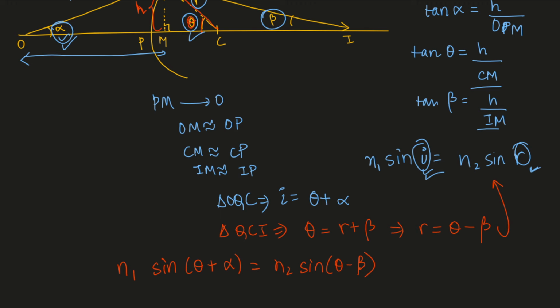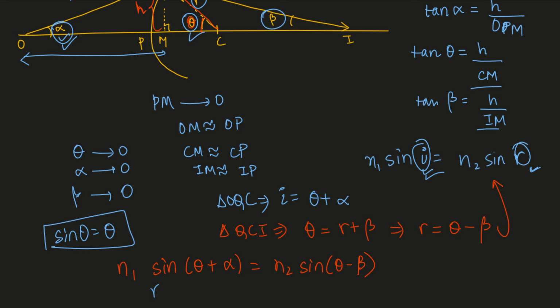Now again, we say that these angles are really, really small. So we say that theta is almost tending to 0, alpha is almost tending to 0, beta is almost tending to 0. So it will make sense to right away apply, again, the holy grail formula of geometric optics, sine of theta is equal to theta. So that will give us n1 times theta plus alpha is equal to n2 times theta minus beta. Sorry.